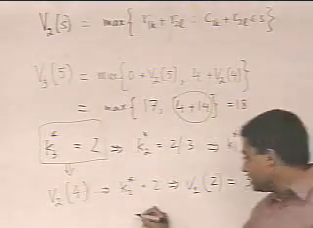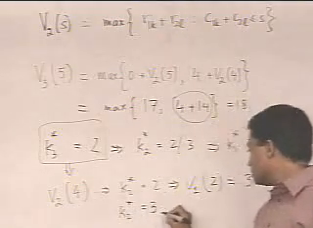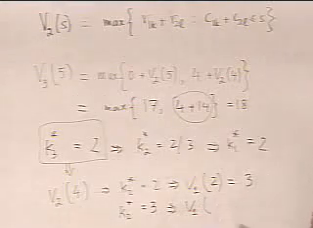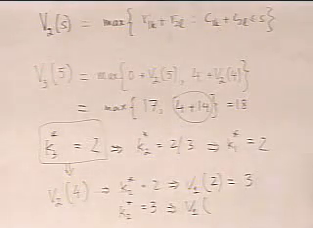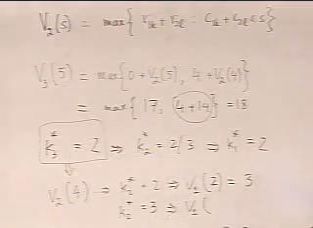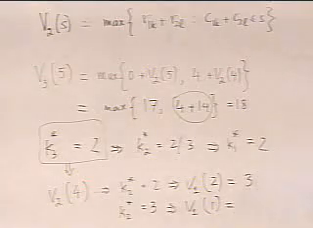And what if I had selected K2 star equal to 3? What would have been the best thing to do here? How much money would I have left? Just let's go through the steps one by one. So if I had selected 3, how much money would I have left over? 1 million. And what is V1 of 1? 2.